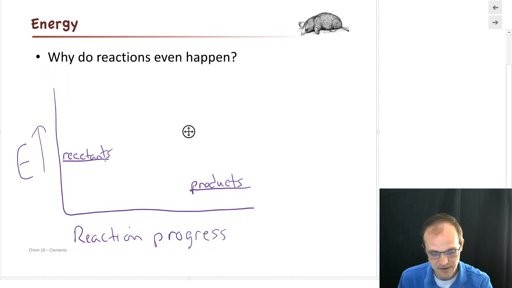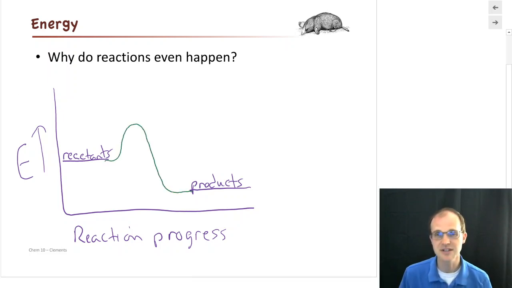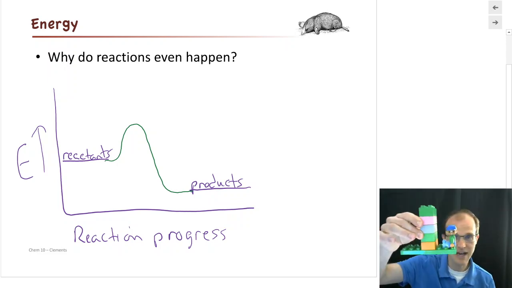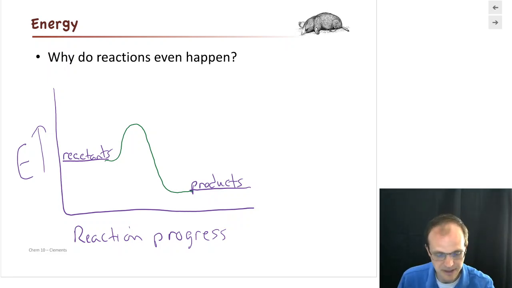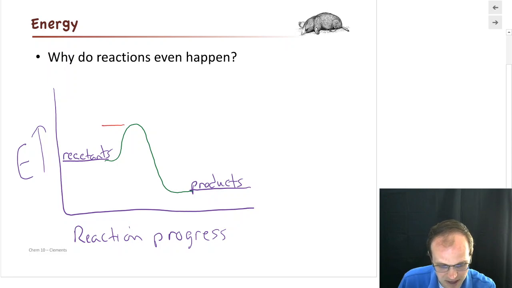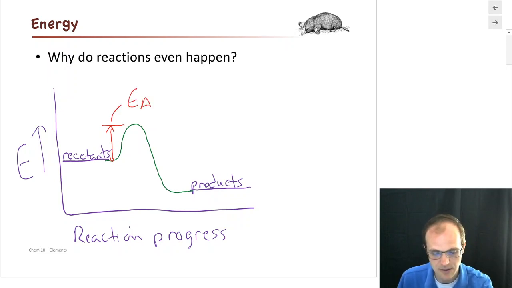How we draw that barrier is we draw a little hump that says there's a little bit of energy we need to put in first to get my little guy over that barrier before he can fall down to where he wants to be. We call that barrier, the energy from the reactants, where we start, to the top of the hump, EA, or the activation energy.